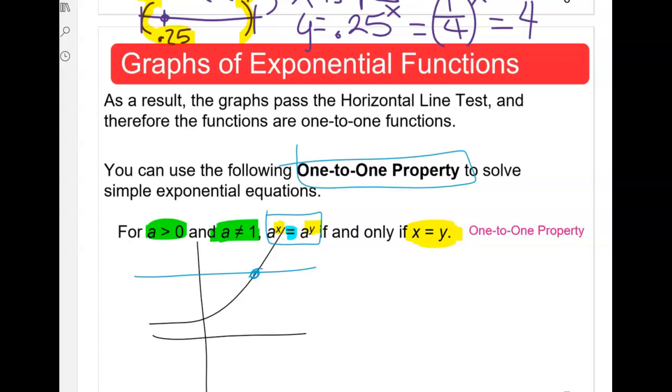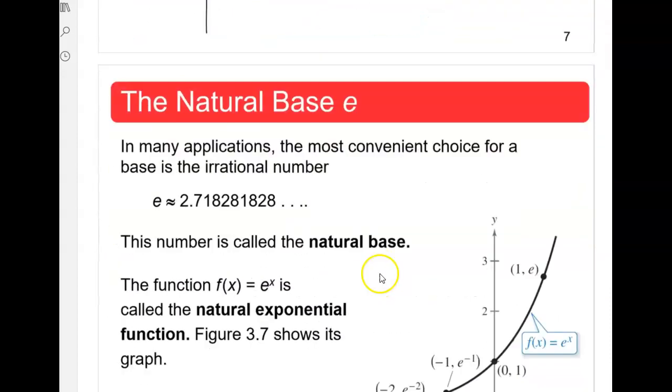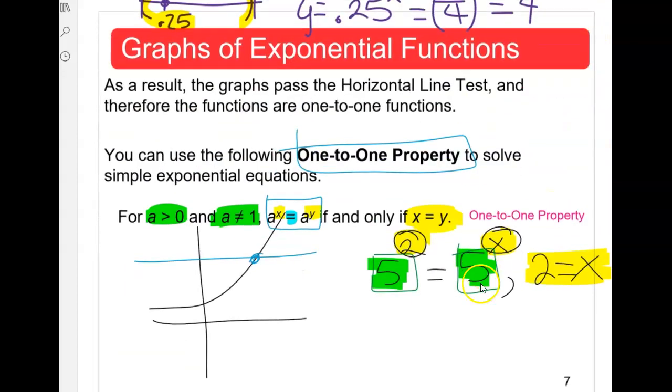So let me give you an example. If we have 5 to the power 2, and here I have 5 to the power x, I know that 5 is equal to 5. So therefore, 2 must be equal to x, the two exponents. So it is that simple to use. The hardest part is to convert some random number to something of the same base, because you must have the same base before you can use this property.